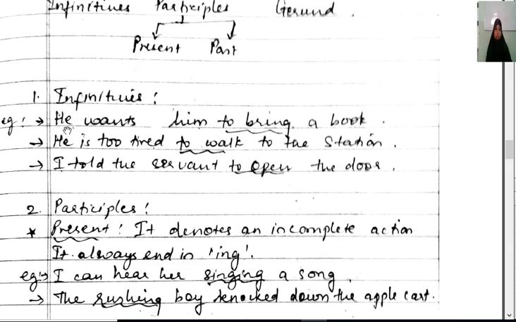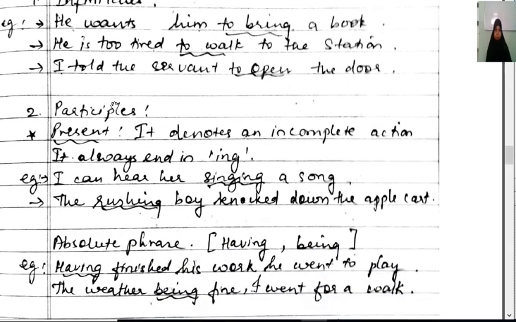For example, he wants him to bring a book. He is too tired to walk to the station. I told the servant to open the door. When the word to is used before the verb, it is known as what? To form of the verb, and it is what? Infinitive. That you have to just keep in mind.